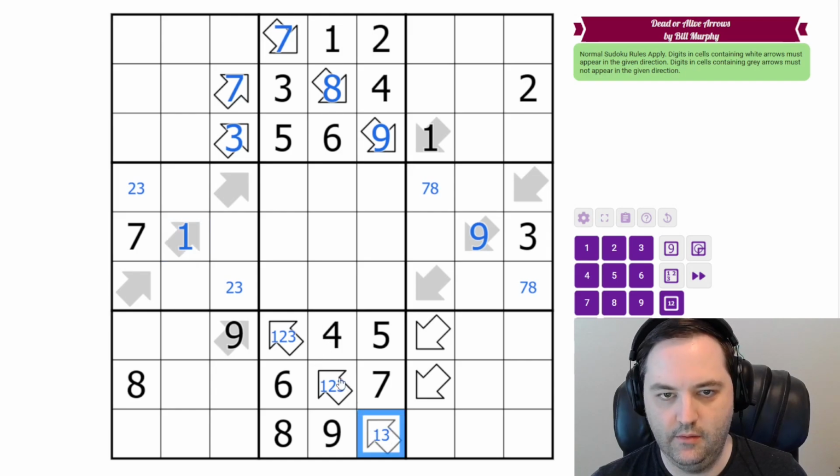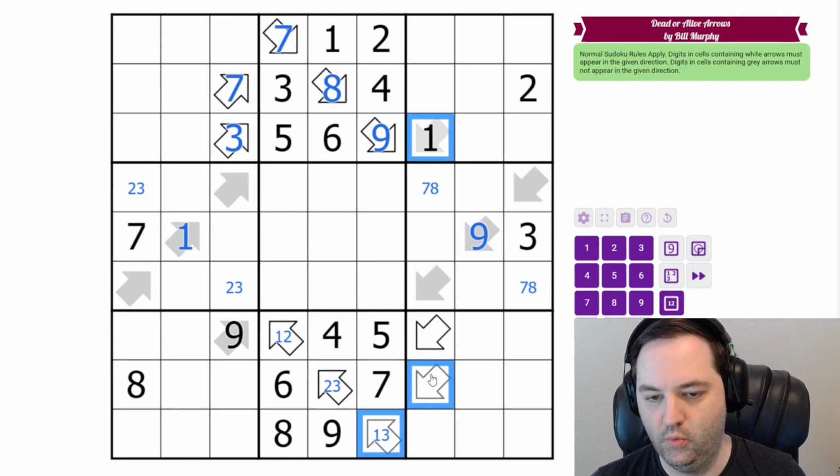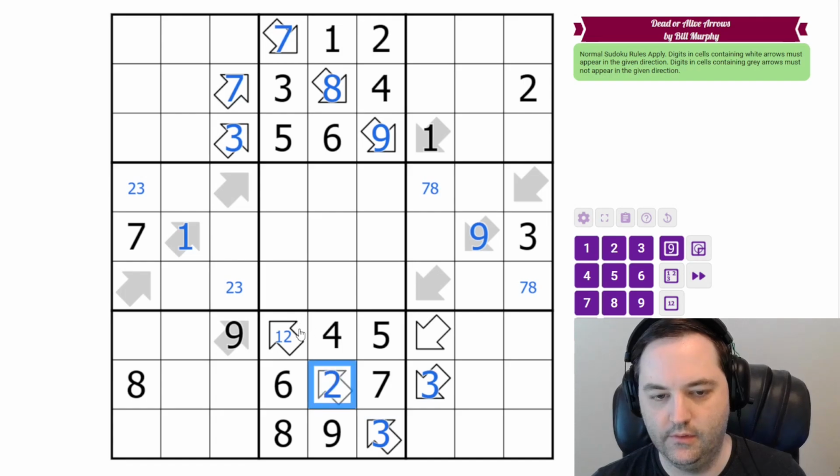Down here, this can't be 2, this can't be 1, this can't be 3 from the digits at the top. And also, this arrow is pointing at this cell, so these are the same, and they can't be 1. So these are 3, this is 2, 1.